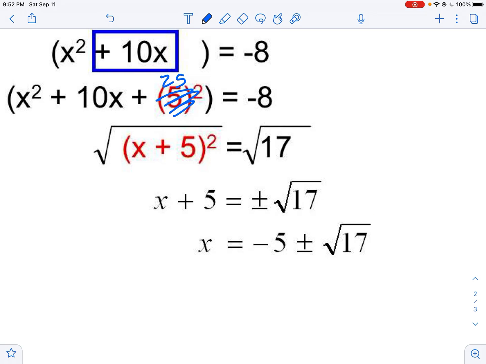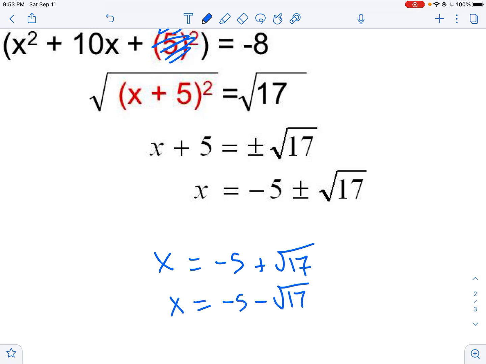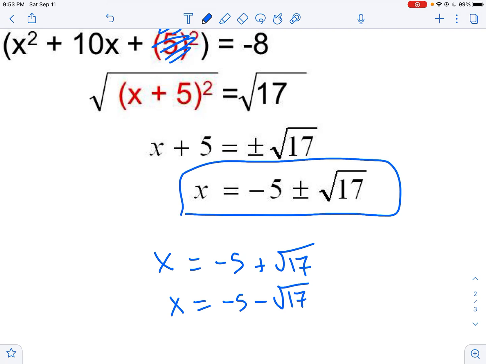And I want to point out that this is two different answers. You get x equals negative 5 plus square root of 17, and x equals negative 5 minus square root of 17. So two different answers. If you have the plus or minus there, it counts for both of them. These do not combine because one's a radical and one's an integer. And so we're just going to leave them separate, and that's it. Those are your two roots, two answers.